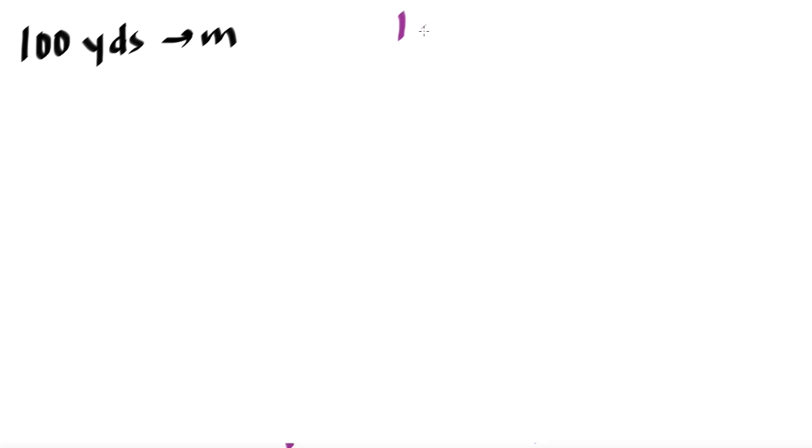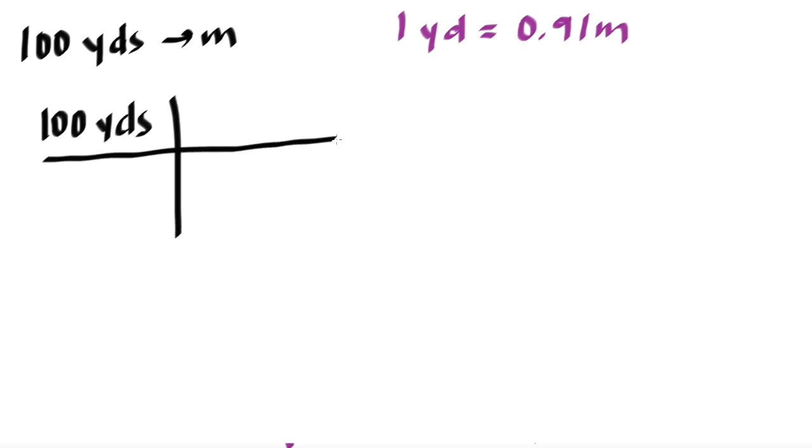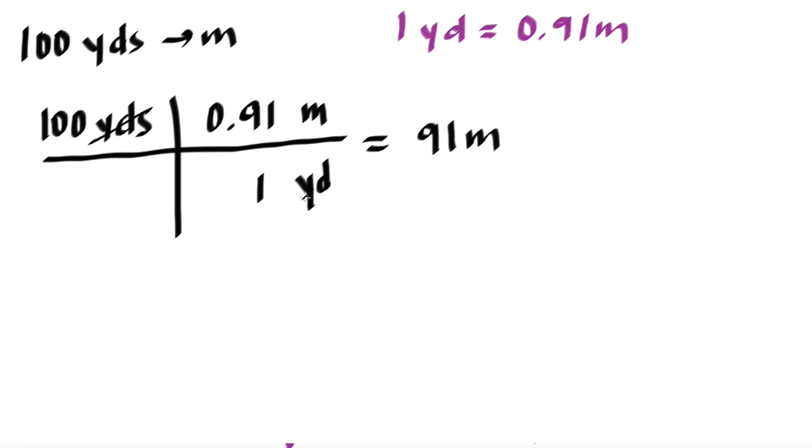We actually have one. For every 1 yard, there is 0.91 meters. So we are going to say 100 yards. Do your little table here: yard and then meter. For every 1 yard, there's 0.91 meters. Multiply across the top. So 100 times 0.91, and you should get 91 meters. Again, yards and yards cancel, leaving you with the unit of meters, so 91 meters.